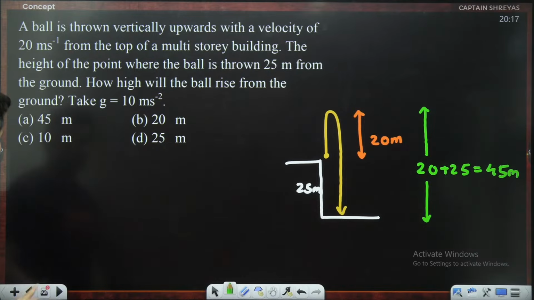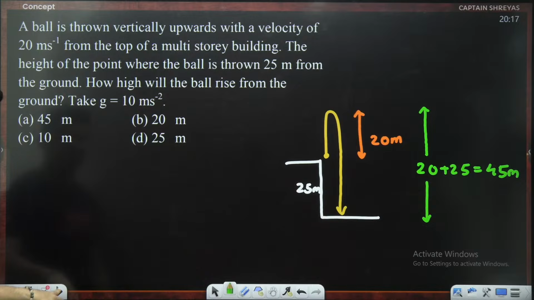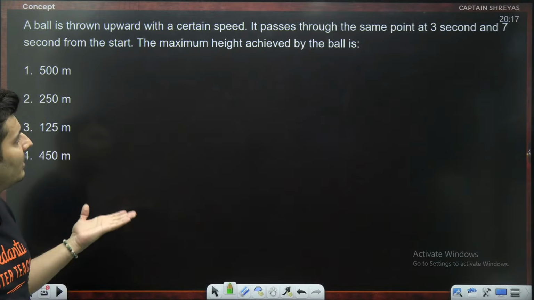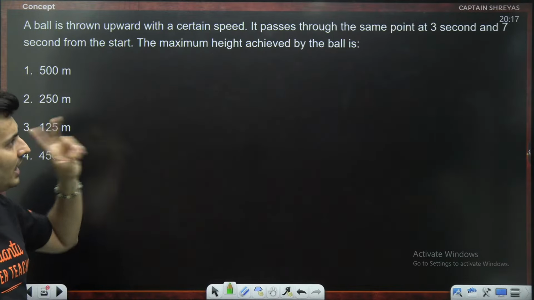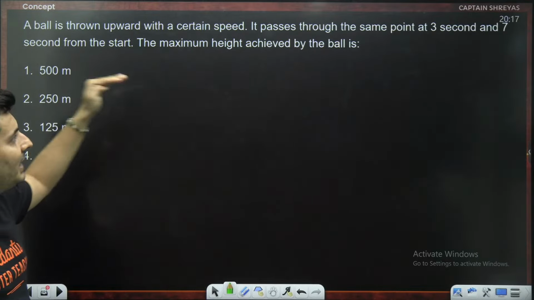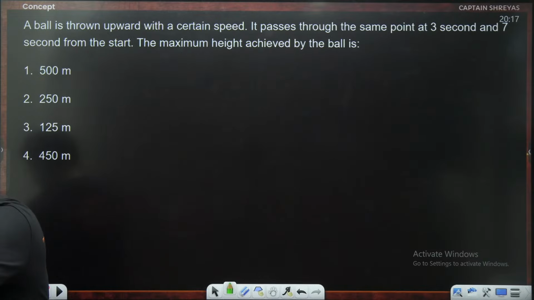This was asked directly from NCERT. So NCERT problems, in-text questions, and exercise questions become very important. A ball is thrown up with some speed. It passes the same point at 3 and 7 seconds from the start. The maximum height achieved by the ball is... Very nice question this is. This is a very, very good question.